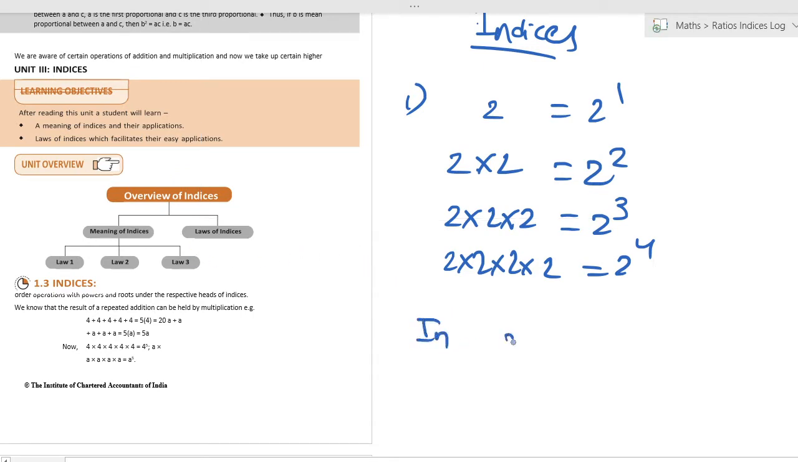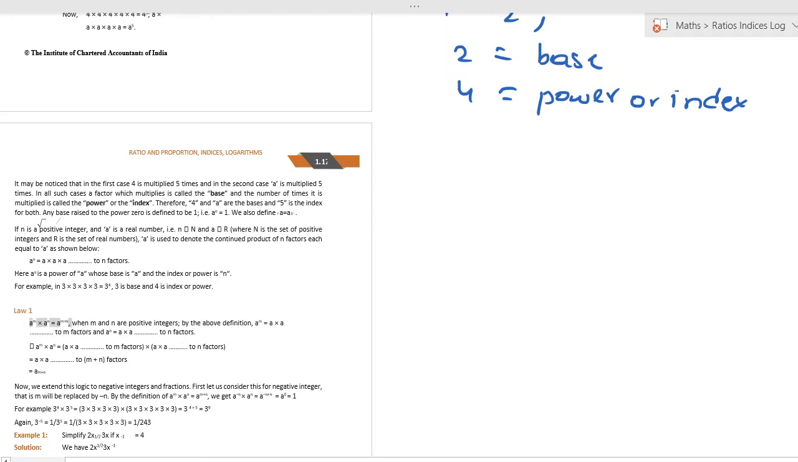So in 2 power 4, 2 is equal to base, 4 is equal to power or index. So if I say a power n, then what it will be? A into a into a into so on n times, right? So this is how we'll denote indices.